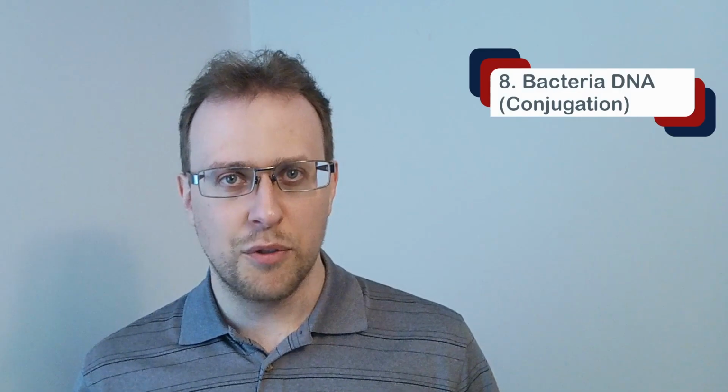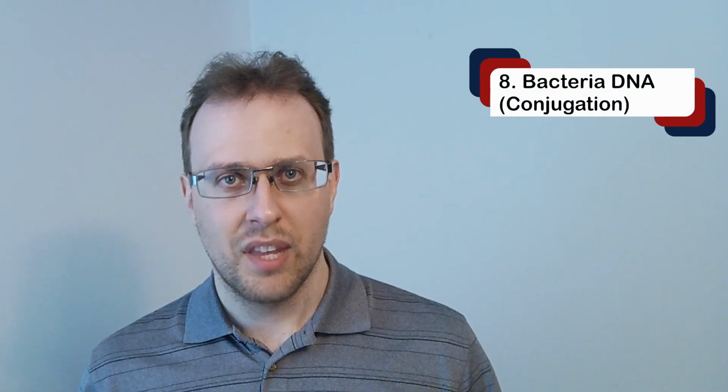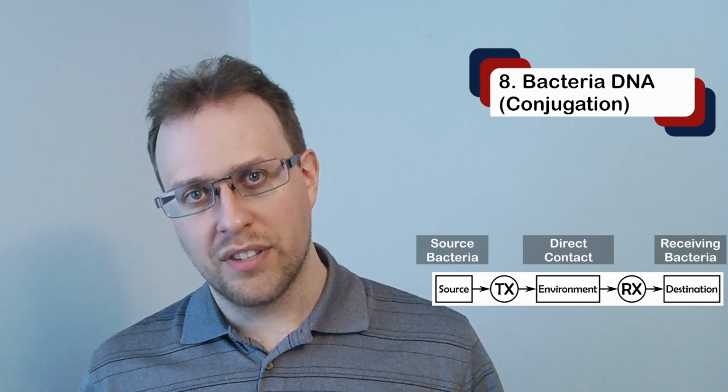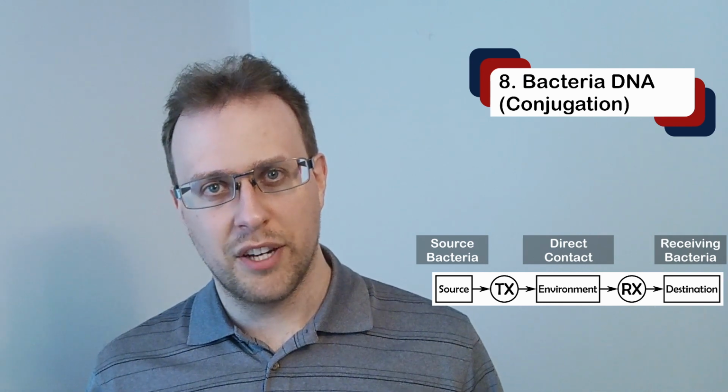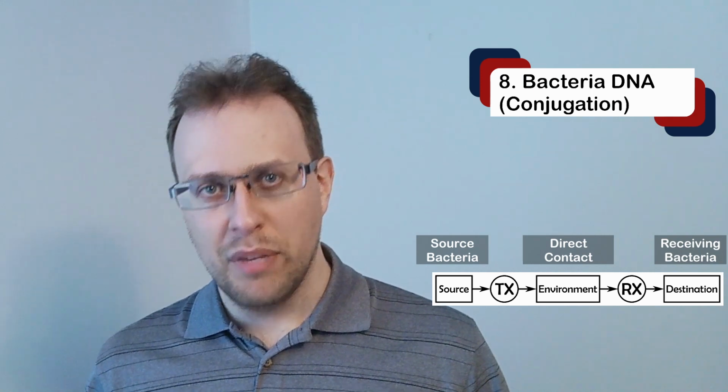Example number 8 includes both bacteria and DNA. Conjugation is a common method for bacteria cells to share DNA with each other. When one bacterial cell is ready to copy its DNA to another bacterium, it creates a direct contact link. The DNA gets copied in the transmitting cell, the copy is passed to the receiving cell, and then the contact link between them is broken.